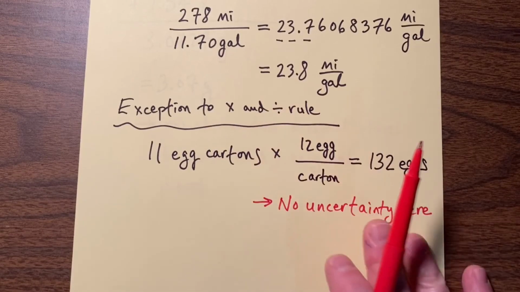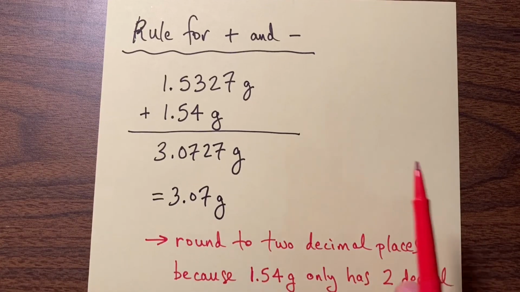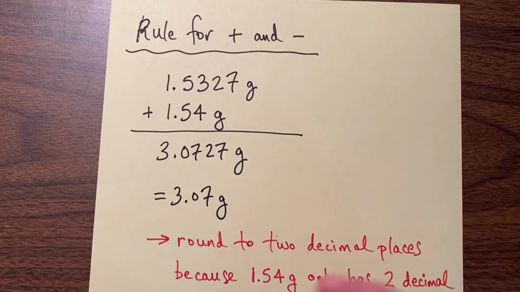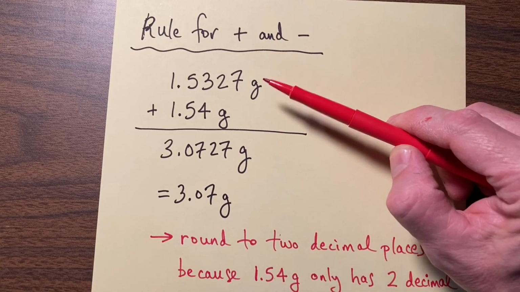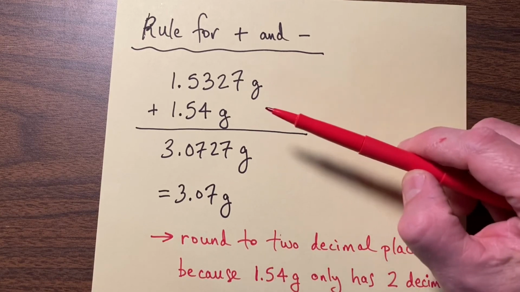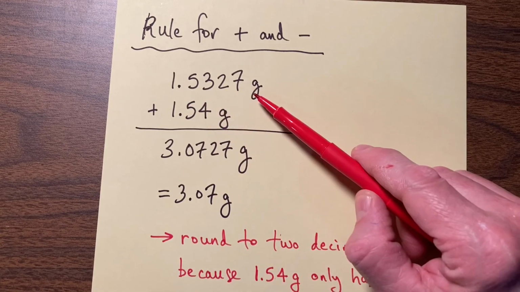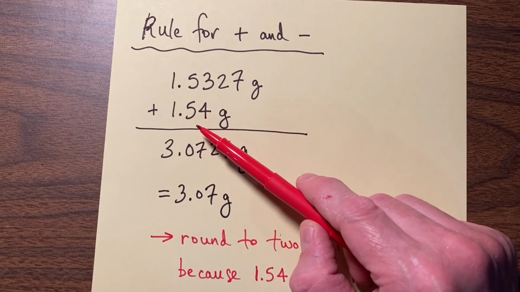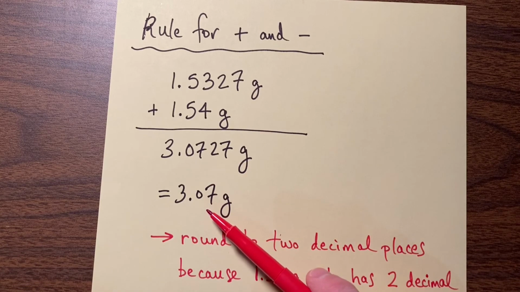The other general rule is the addition and subtraction rule. Very easy to illustrate that with this example here. Let's say you took an object and weighed it on two different balances. One was more precise than the other. You want to know the total mass of the two. One balance told you 1.5327 grams. The other balance told you 1.54 grams. If you add those two numbers up, you'd get 3.0727 grams, but you'd only be allowed to report 3.07 grams.